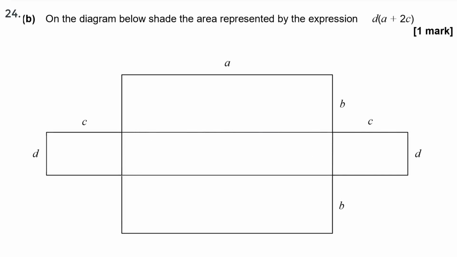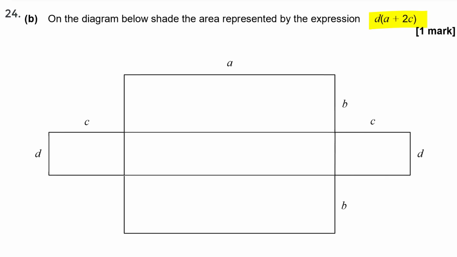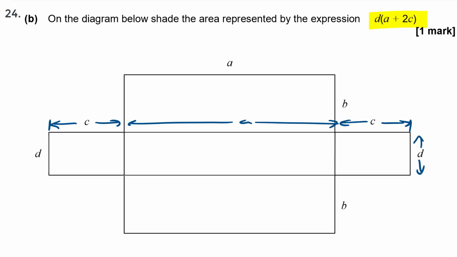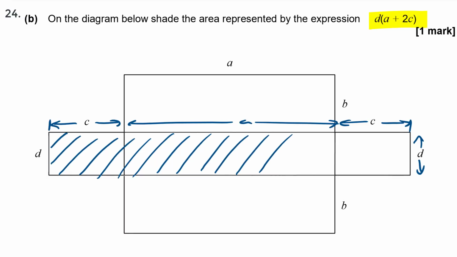Well, the next diagram, we need to show the area represented by D times A plus 2C. Now, A plus 2C is, well, here's C, and here's C as well, and in between is A. So from here through to here is A plus 2C, and then we already know that that's D down there, so A plus 2C times D is all of this central part here.